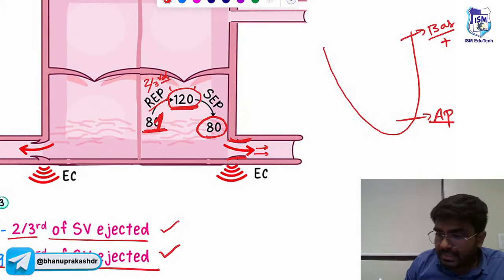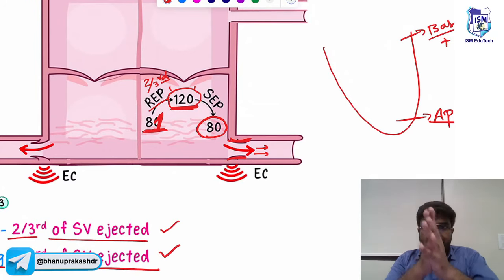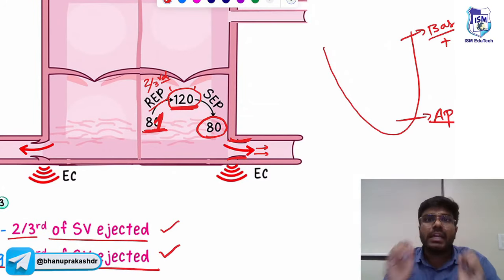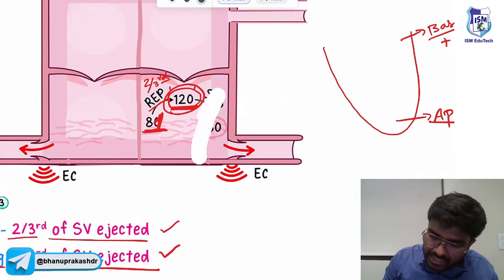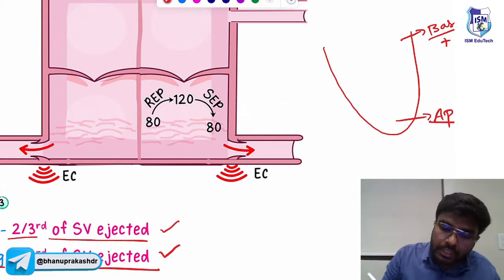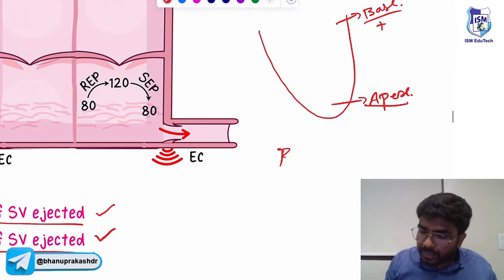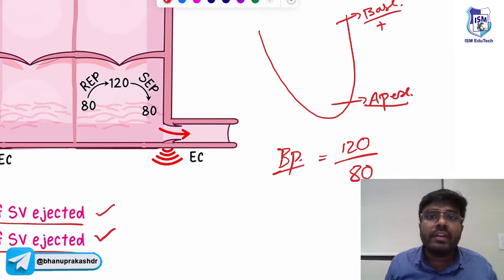Now someone is asking, you are saying 120 by 80, right? Let me tell you, when the heart is contracting, in systole, how much pressure is it generating? 120. The heart is generating a pressure of 120. You all know our BP is 120 by 80. What is this 120? Where did this 120 come from?